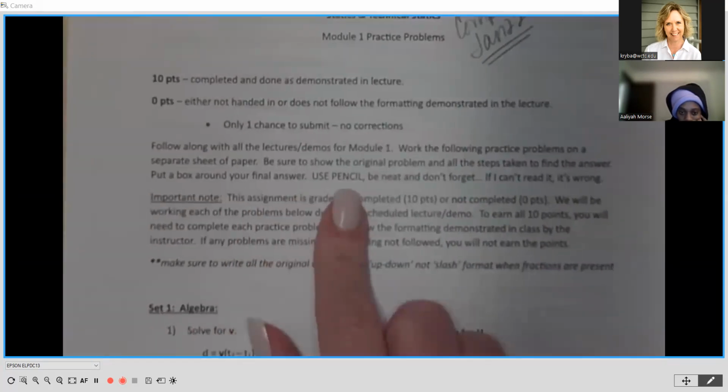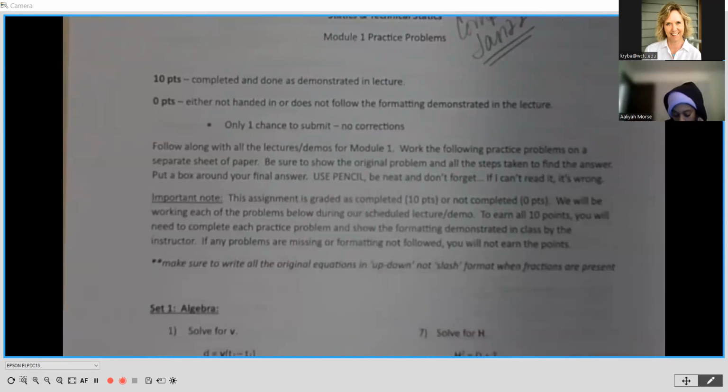Be sure to show the original problem. I'll show you exactly what I mean by that. And show all the steps taken to find the answer. Show your work means very different things from one instructor to the next. So that's exactly what the practice problems are for, so that you know exactly what I'm looking for and how to format things.